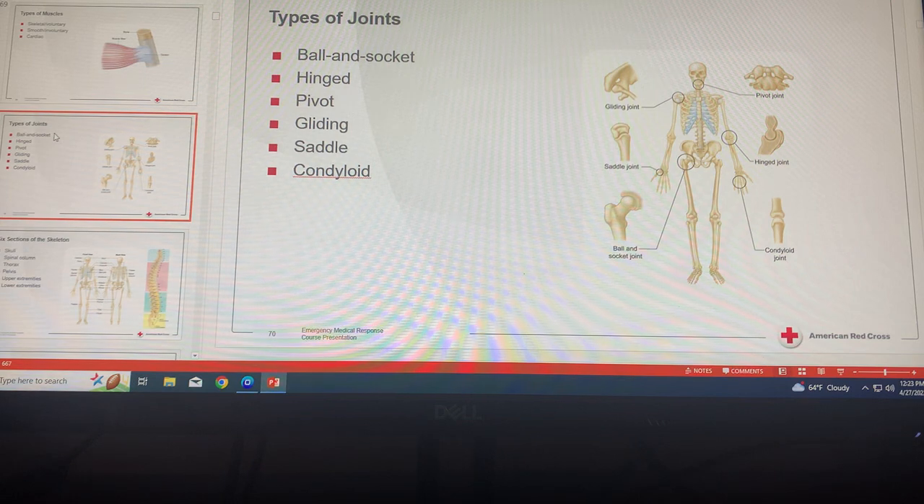Now here we have 6 types of joints, okay? So we have the ball and socket joint. We have here hinge joint. We have a pivot joint. We have a gliding joint. We have saddle joint. And we have condyloid joint, okay? So these are 6 different joints and have different purposes for our body to function.